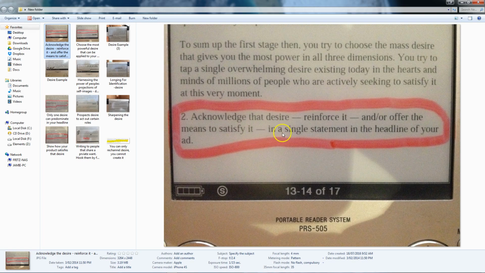Now, once you've identified what that desire is, you acknowledge the desire, reinforce it, and offer the means to satisfy it in a single statement in the headline of your ad or your blog. This is advertising. I think technical writing we can leave to one side, white papers, the more instructional material. Let's focus just on copywriting, pure and simple, blog articles, product reviews, etc. So, you need to somehow reinforce that desire in a single statement in your headline.